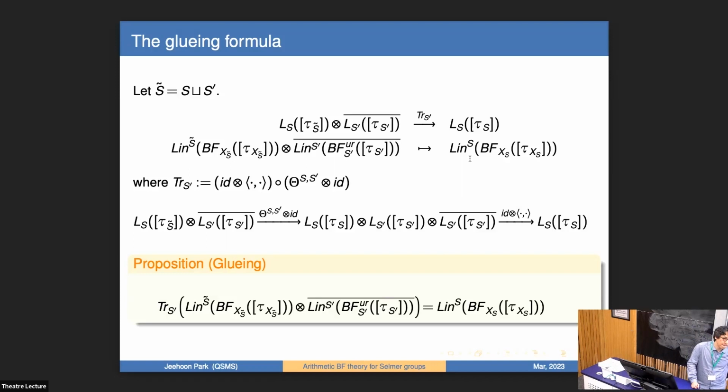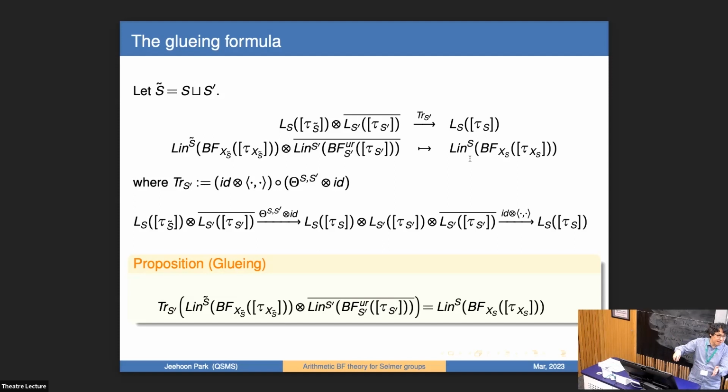So you have a bigger S that contains two different S's. S is there, and then you choose S prime, which is disjoint from S, and you make it larger. So the goal is we want to compute the BF functional with respect to S, right? The goal of the gluing formula is that you enlarge by the prime, and then you compute the BF functional with the enlarged prime, and then minus this local unramified thing. So sort of not minus, it's like tensor.